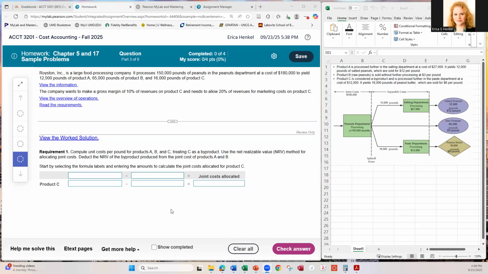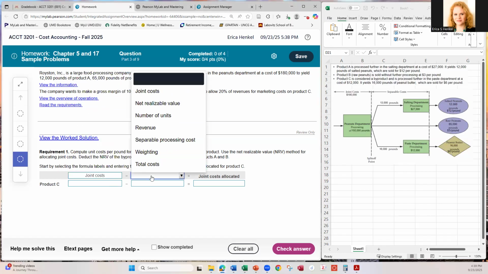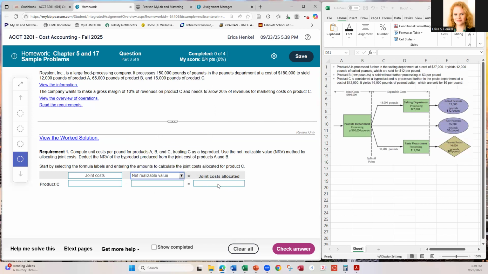So the first thing they're asking us to do is to compute unit costs per pound for each of these, and we're going to treat C as a byproduct. So using the net realizable value method, they're asking us to look at product C first, which is the peanut butter. To calculate the joint costs that are allocated, we're going to take the joint costs minus the net realizable value to get the allocated costs.